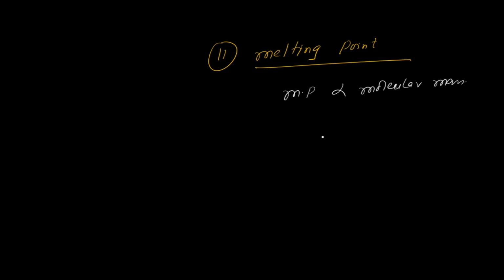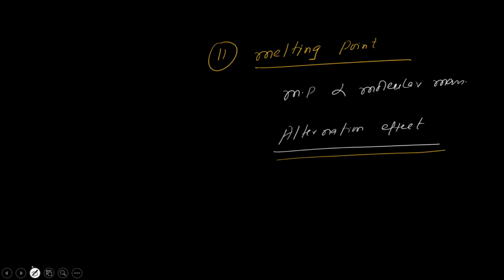But there is a concept that is known as the alternation effect. So what is the alternation effect? This is a very important concept. Suppose we have an odd number of carbon and an even number of carbon. Out of these, which will have the higher melting point? Even number of carbon alkanes will have a higher melting point as compared to the odd number of carbon atoms.